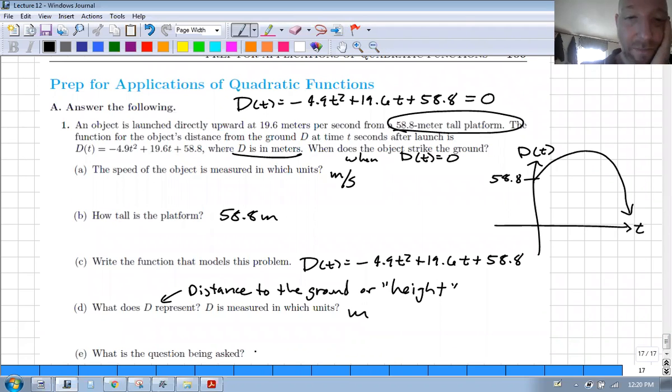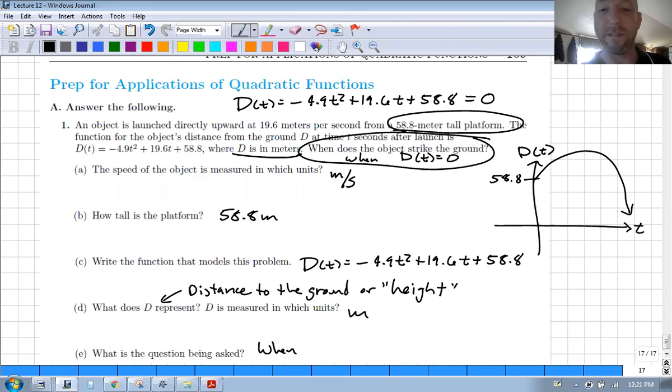What is the question being asked? When does it strike the ground? When d of t is 0. All right, so that's what they're trying to find out. They got the formula, tells the distance to the ground at a given time. They want to find out when will the object hit the ground. Okay.